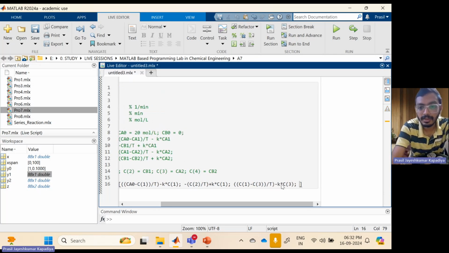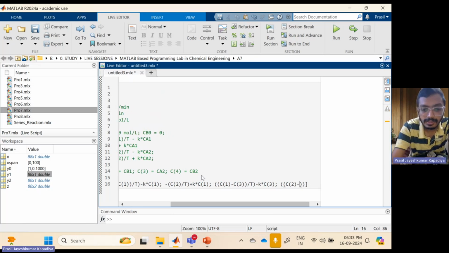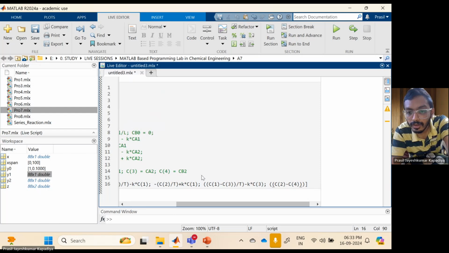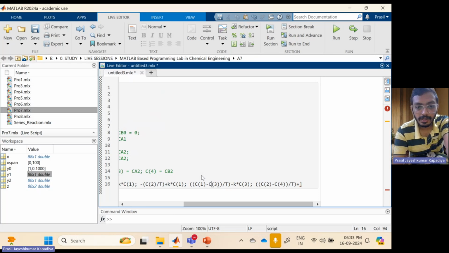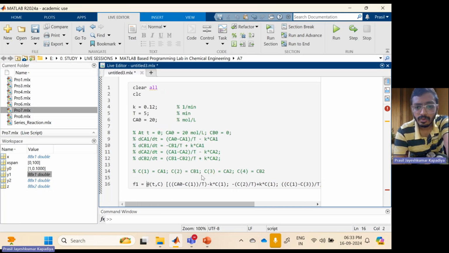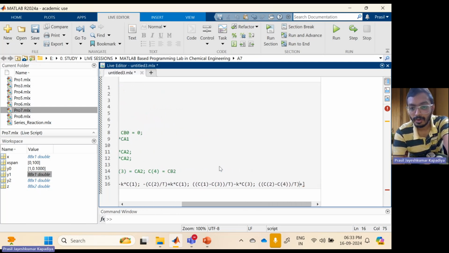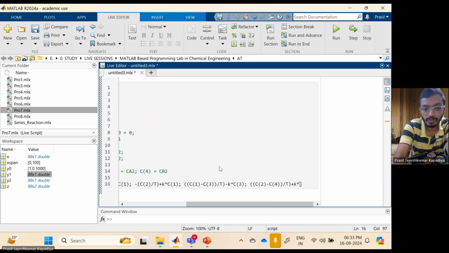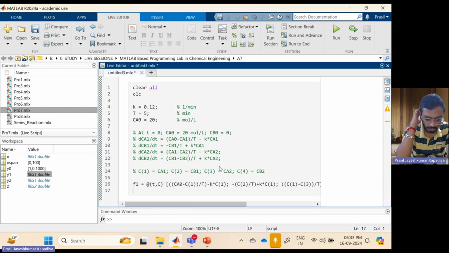I will write down my last equation as CB1 minus CB2, P of 2 minus P of 4, divided by T plus K into CA2, so K into P of 3. So we will write down our equations. Correct? What do I need to do now?